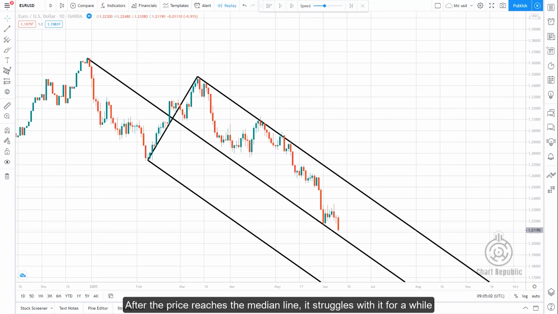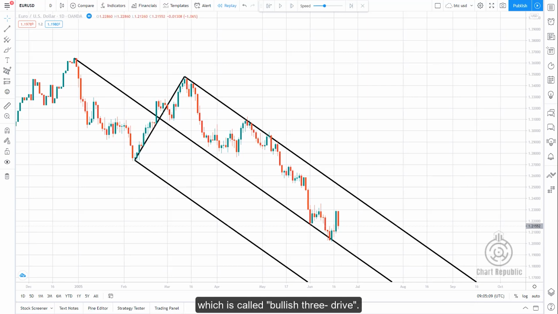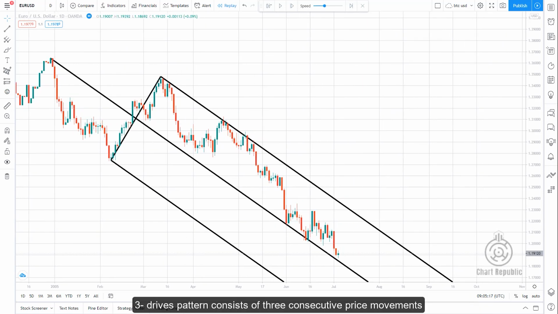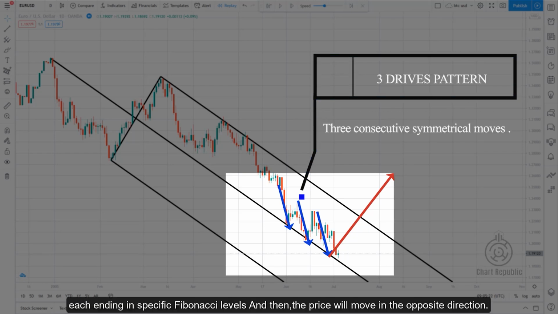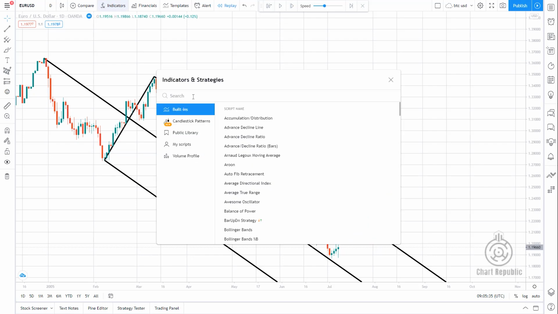After reaching the median line, the price struggles with it for a while. Notably, the price is forming a harmonic pattern on the median line known as the bullish 3-drive. In short, the 3-drive pattern consists of 3 consecutive price movements, each ending at a specific Fibonacci level, after which the price moves in the opposite direction.